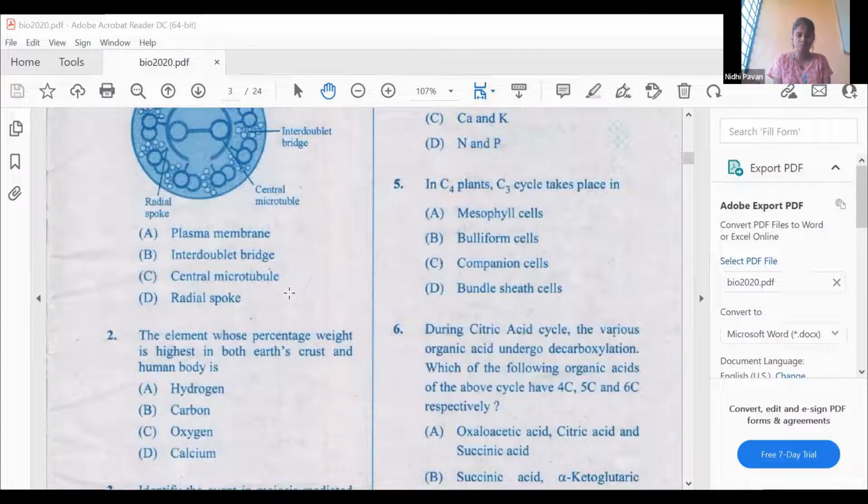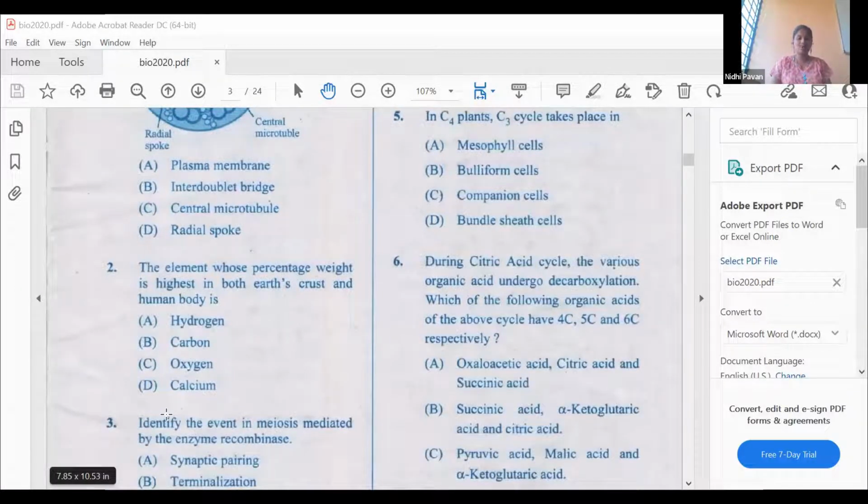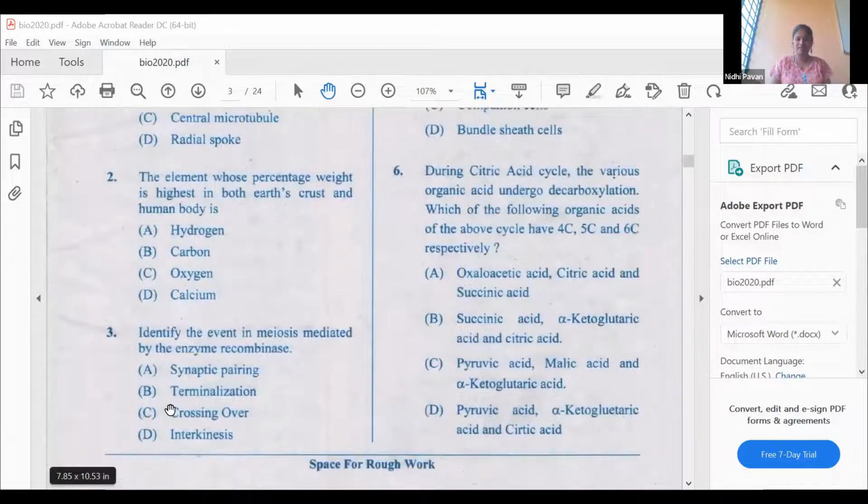Option A, hydrogen. Option B, carbon. Option C, oxygen. Option D, calcium. Tasmia option B, Jahnavi option B, Sindhu option B, Kirtana option B. Okay, so the right answer here is option B, that is carbon only. Okay, now I want everyone to answer through a mic.